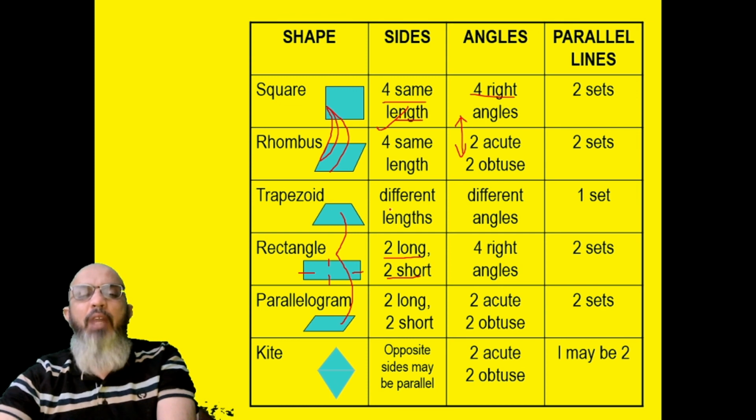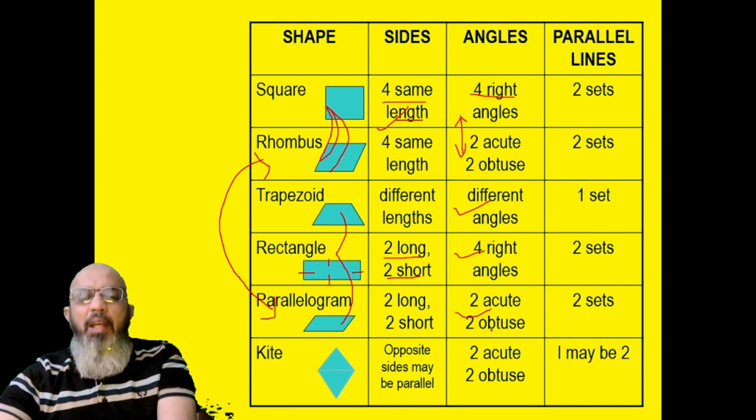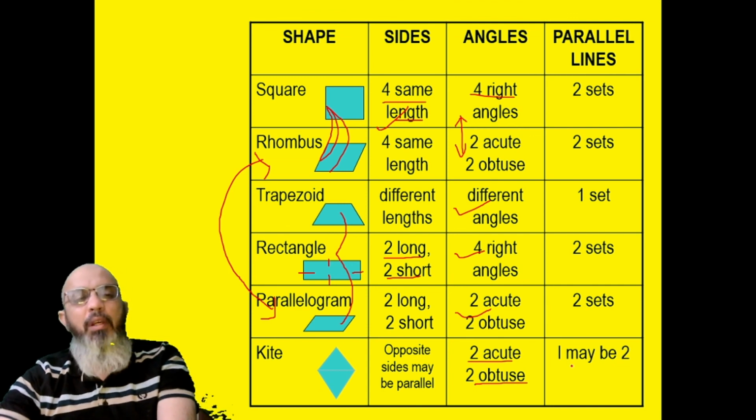But in a trapezium we have different lengths. It doesn't have the same lengths and it has different angles as well. But in rectangles we have four right angles. In a parallelogram we have two acute and two obtuse angles, as in the rhombus, so the rhombus and parallelogram have the same properties with respect to angles. Similarly, a kite also has two acute and two obtuse angles. As for parallel lines in a kite, there may be one pair, there may be two, or there may not be any parallel opposite sides. So those are the basic properties of these quadrilaterals.